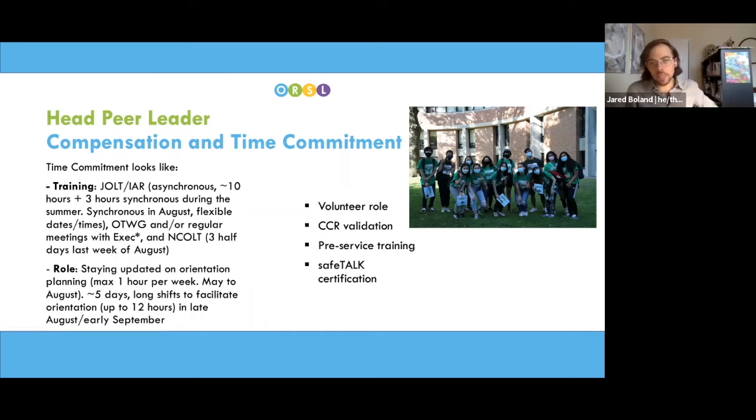So for HPLs, this is also a volunteer role with CCR validation and plenty of training to help you develop your skills. HPLs will also receive a Safe Talk certification. So if you're looking to develop your skills in suicide intervention, this is one of the perks of the HPL role.